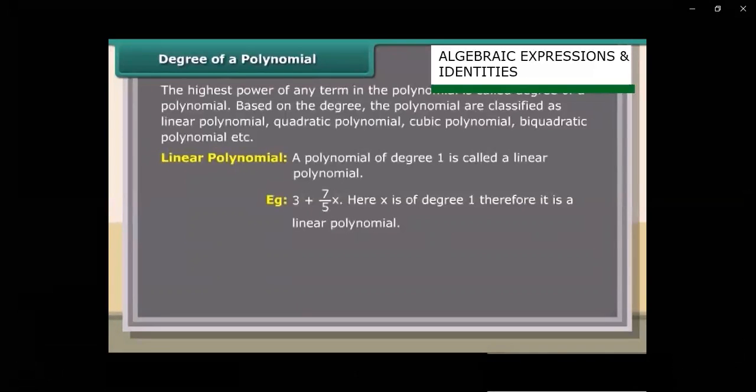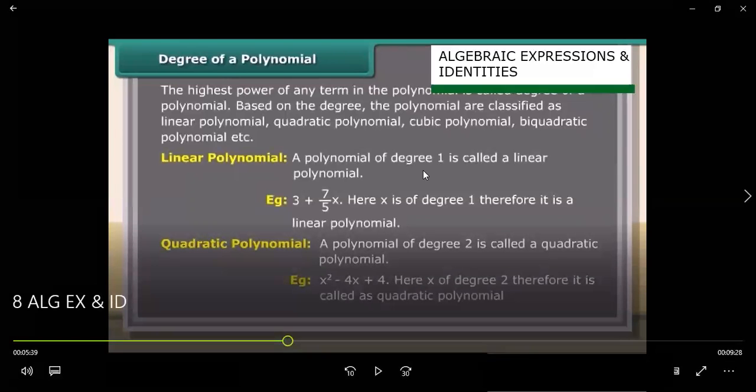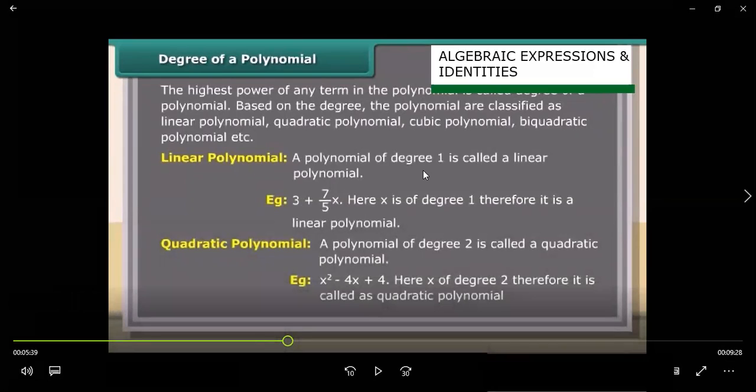Now let's take another example, for the quadratic polynomial. A polynomial of degree 2 is called a quadratic polynomial, right? For example, x square minus 4x plus 4. So here you can see that x is of degree 2, because the highest power of the variable in this case is 2. So it is called a quadratic polynomial.